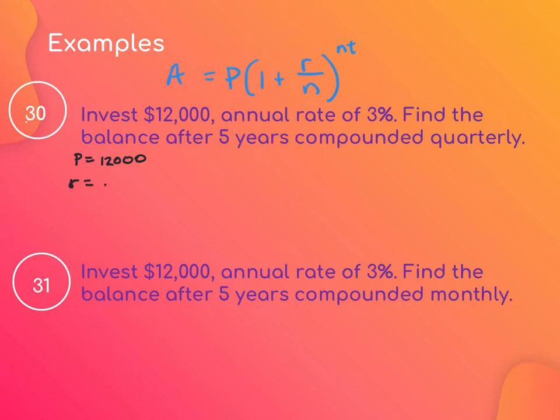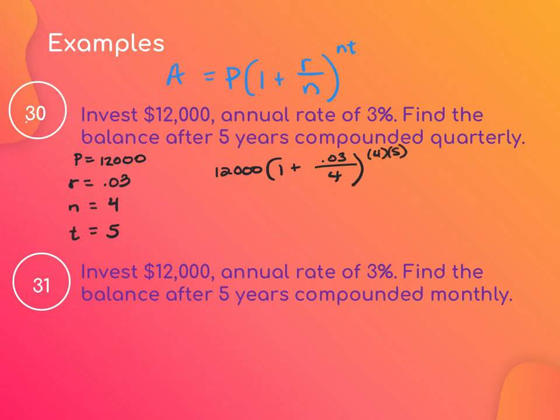3%, which is 0.03. Good. N, number of times a year. So if it happens quarterly, how many times a year? 4. And T, how long? 5 years. So A equals 12,000 times 1 plus 0.03 over 4 raised to the 4 times 5.